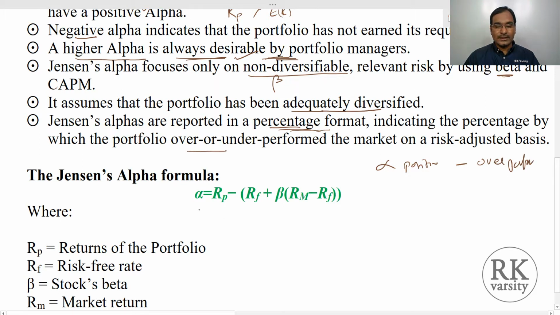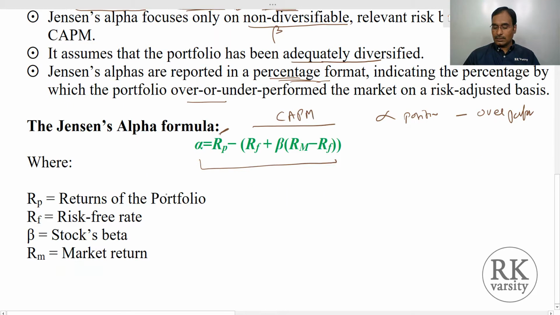So this is the equation that we use to calculate Jensen's alpha. This is your realized return on a portfolio, and this is your CAPM, where RP is the return on a portfolio, this is the risk-free rate, this is a beta value, that is a systematic risk, and this is the return on market.